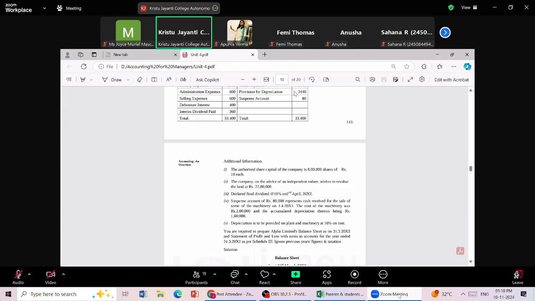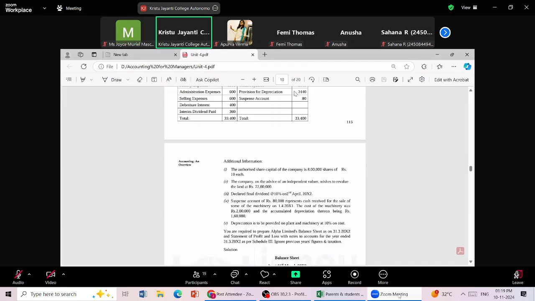Then suspense account of 80,000 represents cash received for sale of some of the machine on 1/4/21, and the cost of machine was 2 lakhs and the depreciation accumulated is 1,60,000. Depreciation also to be provided on plant and machinery, 10% on cost. So these are the adjustments given in the question.